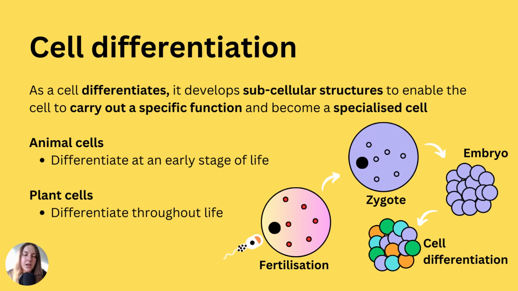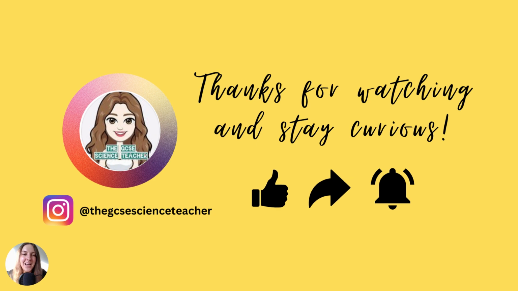So, in animal cells, these differentiated cells occur early on in life. So when a sperm and egg cell, the nuclei fuse together, they form a zygote, and that zygote develops and divides over and over again and forms an embryo, a big cluster of cells. And as those cells develop specialized subcellular structures or organelles, they actually become differentiated, and that allows those cells to have a very specialized function. Plant cells, however, are very unique in that they can differentiate throughout their lifetime, which is quite useful for that plant. I hope that was helpful.